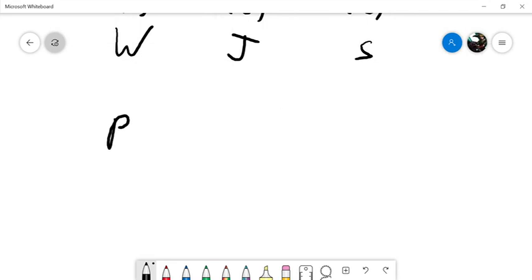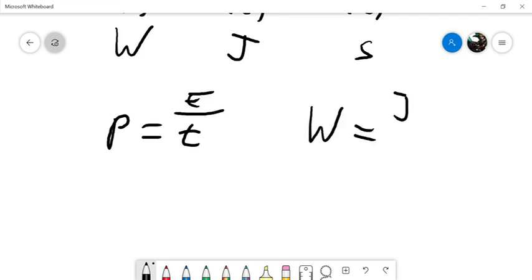Power is the amount of energy used per second. So power is energy divided by time. So that means that a watt is the same as a joule per second, like that. I'm going to just redo that E because it looks a bit naff. So power is energy divided by time, the amount of energy given out in a specific time.